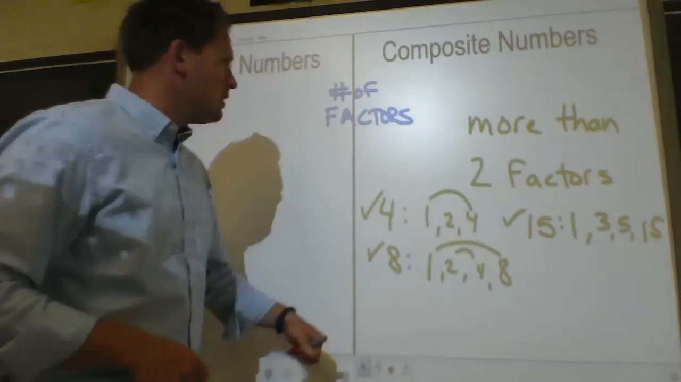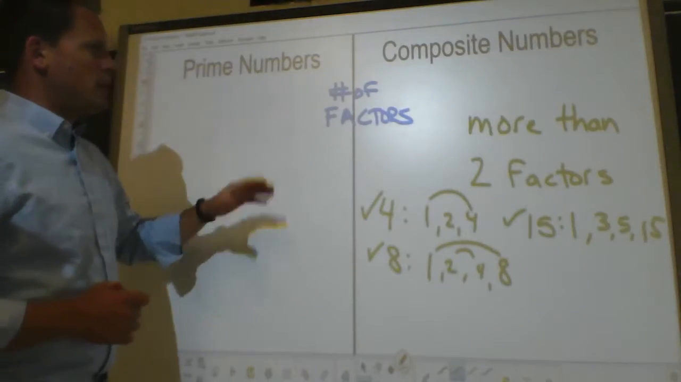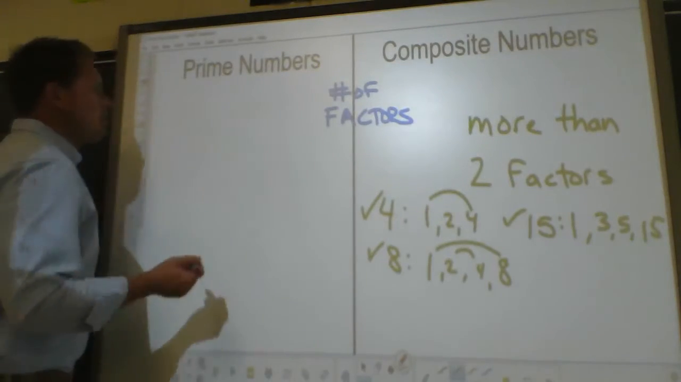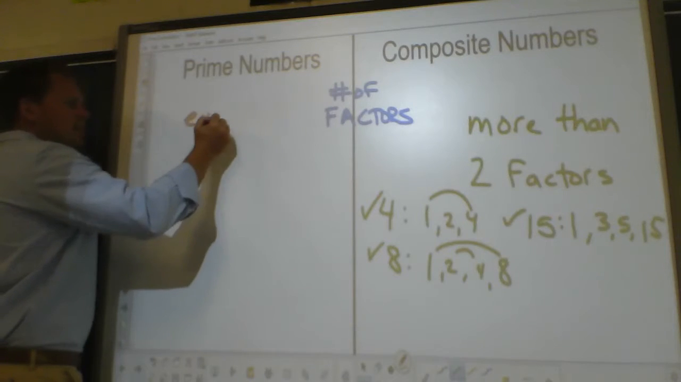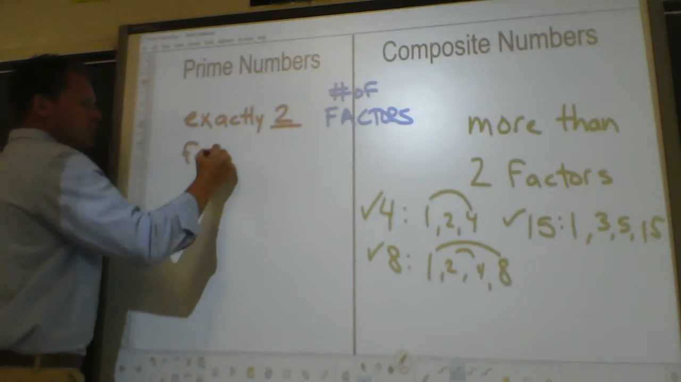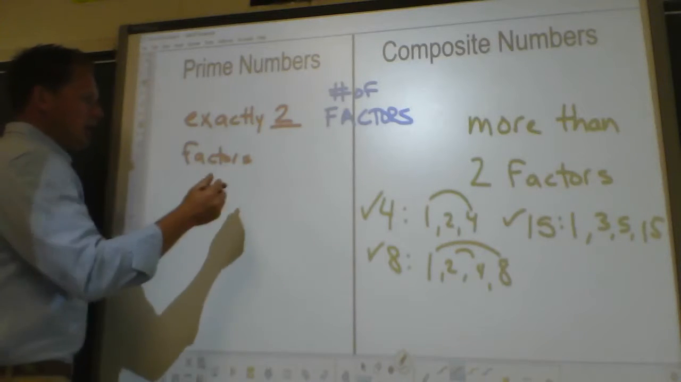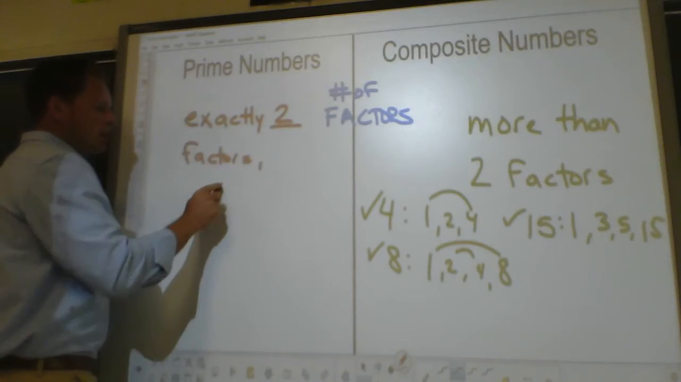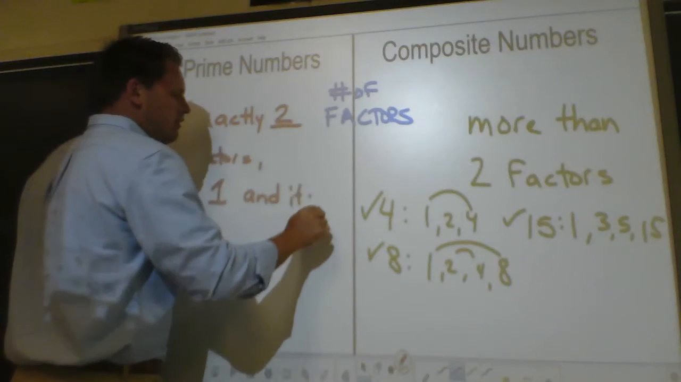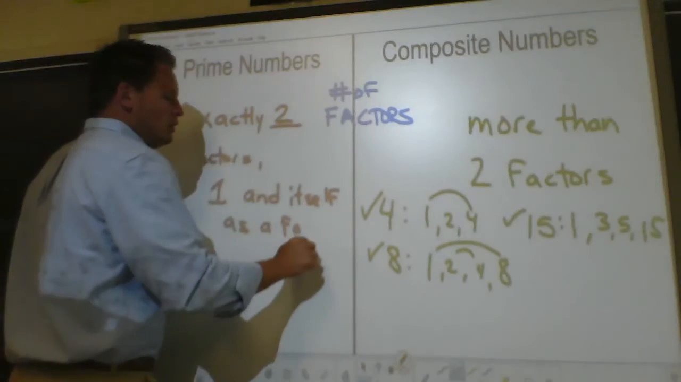But again, the problem didn't say composite factorizations, it said prime factorizations. So when we're talking about prime factorizations, if we know the definition for composite is more than 2, the definition for prime numbers has exactly 2 factors. Okay, so it has to have 2 factors. Each prime number has 1 as a factor and itself as a factor, and only those 2 numbers.